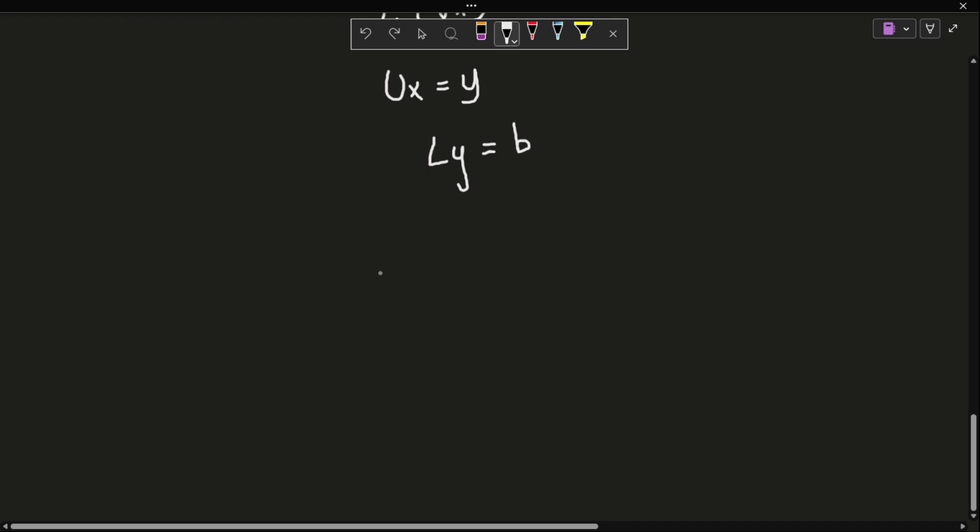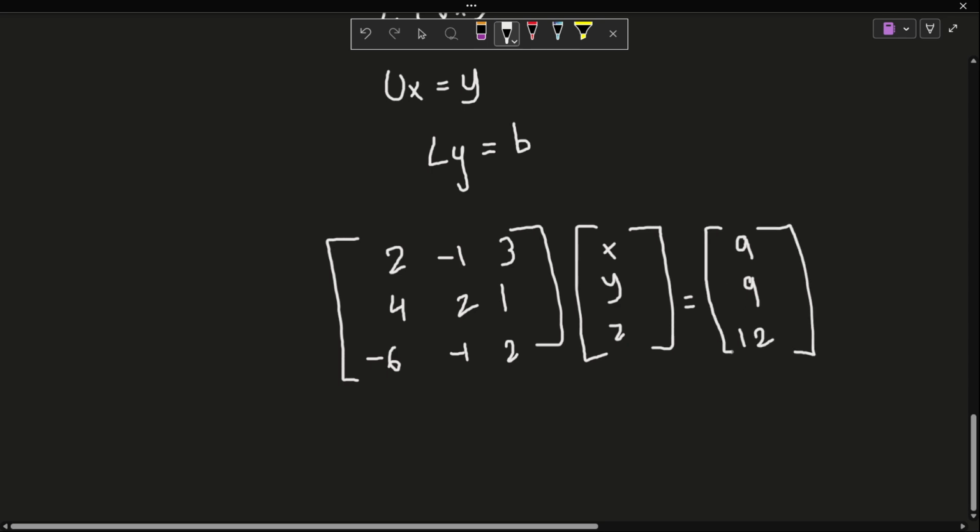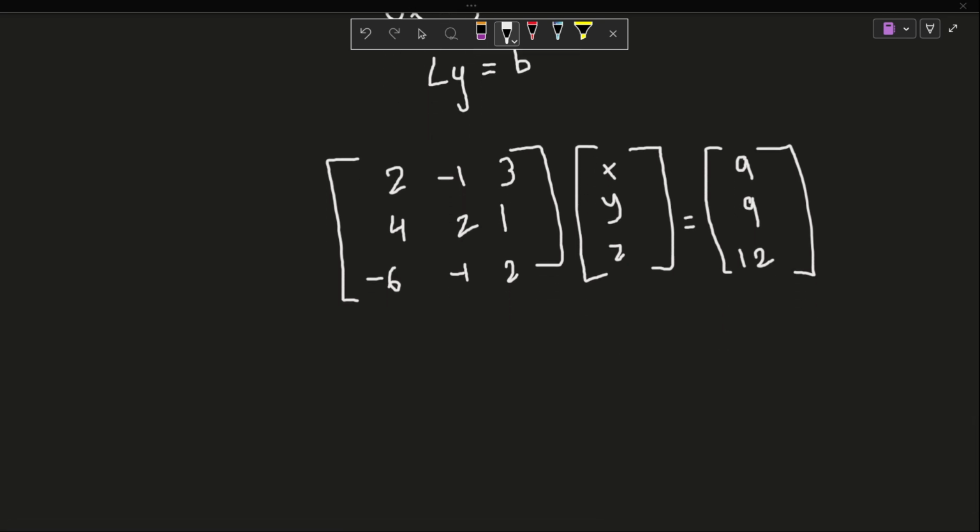So let's take our same matrix, 2, minus 1, 3, 4, 2, 1, 6, minus 1, 2, and then multiply that by our three variables, x, y, and z, and then that's going to equal a solution 9, 9, 12. Okay, so we can use our LU decomposition here.